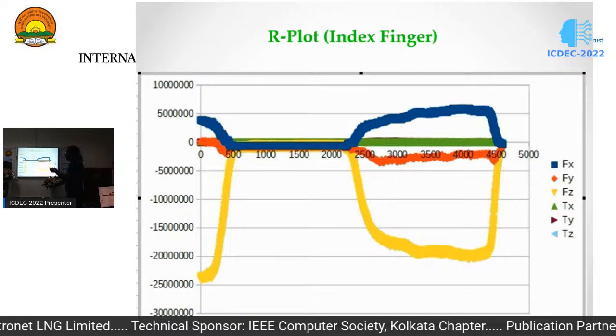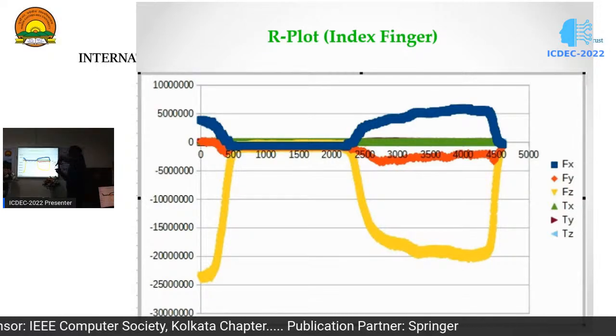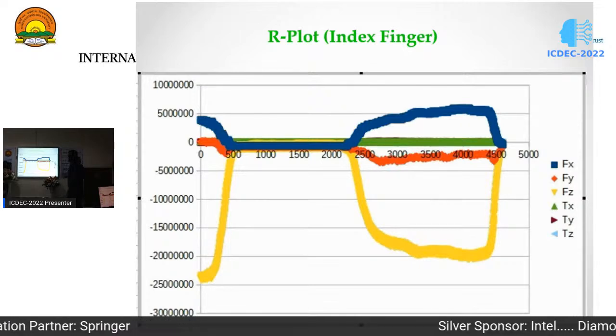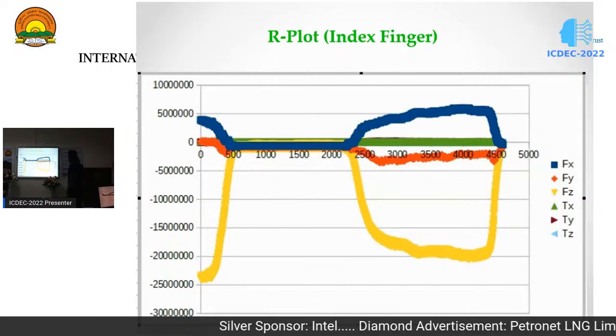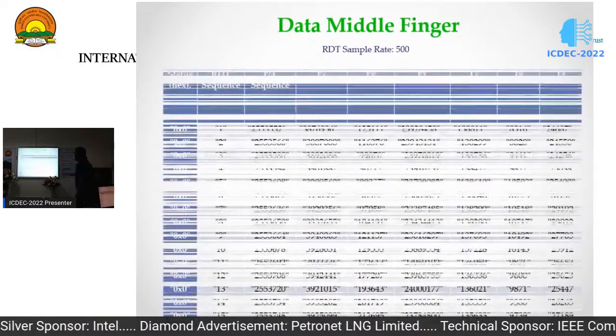As per DH convention, the z-axis must be normal to the surface. So that's why, sir, we see this FZ in yellow. FZ is yellow, it has got the highest value. FZ has got the highest value. This is for the index finger.